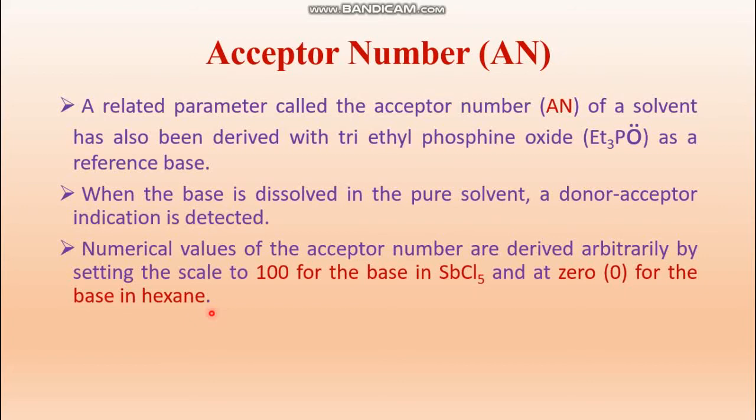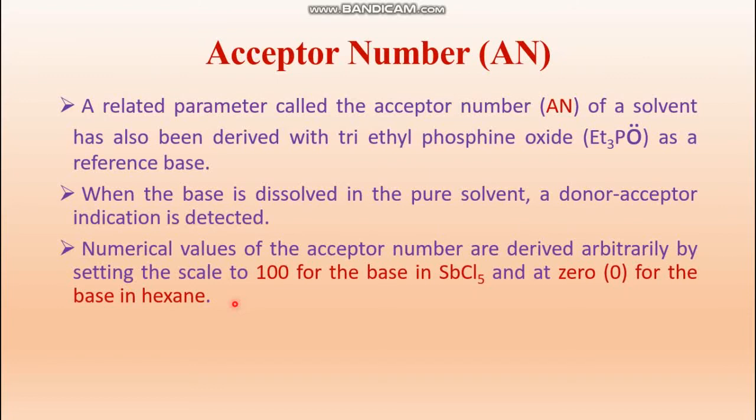Now how are the values set? The reference is antimony pentachloride, and whatever its value, it is set as 100. Suppose it is 540 kilocalorie, so 540 is taken to be 100, and suppose it is 100 in case of hexane, so 100 is taken as 0. So from 100 to 540, that means this 440 value is the overall scale. So 440 divided by 100 gives 4.4 kilocalorie per mole, which is taken to be 1 unit.